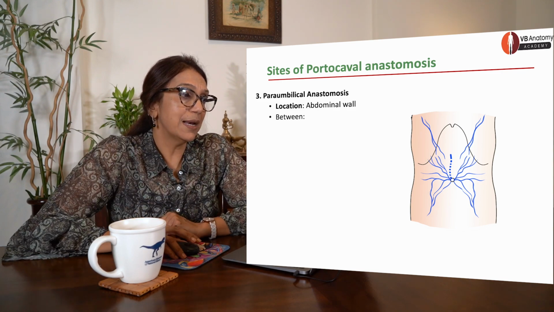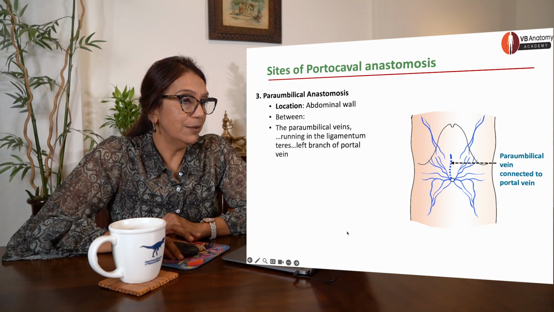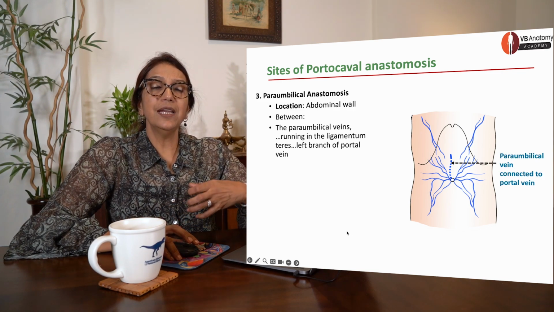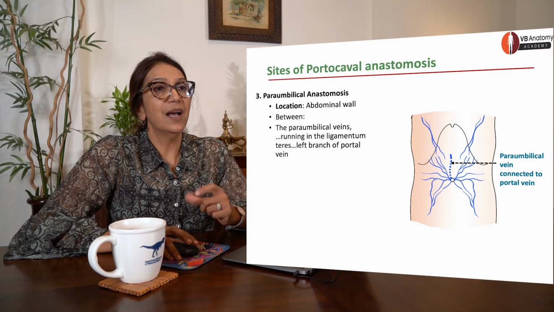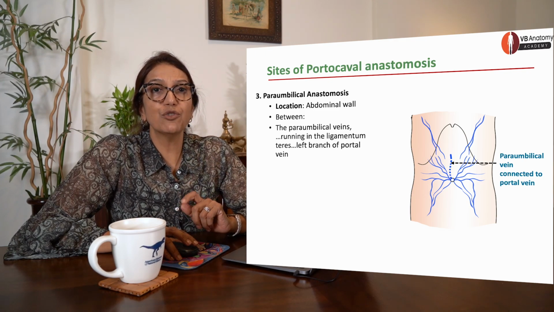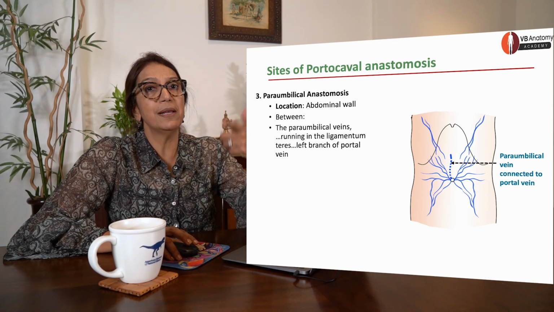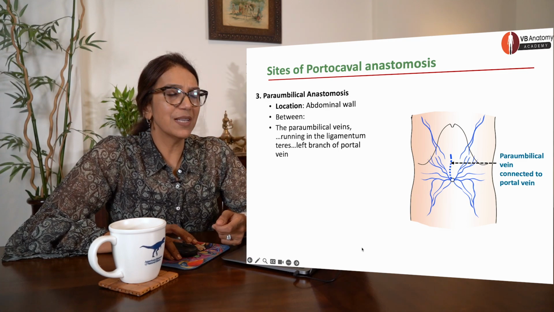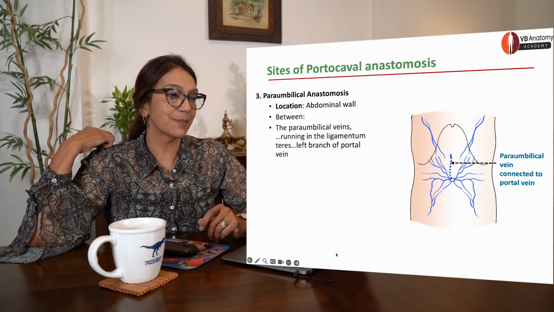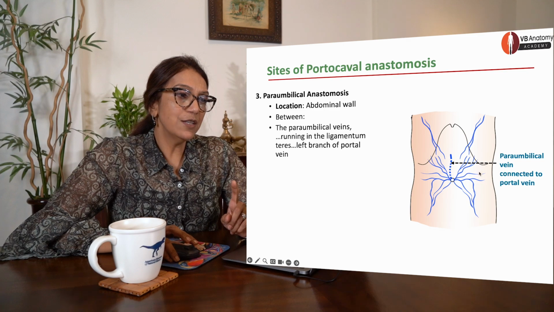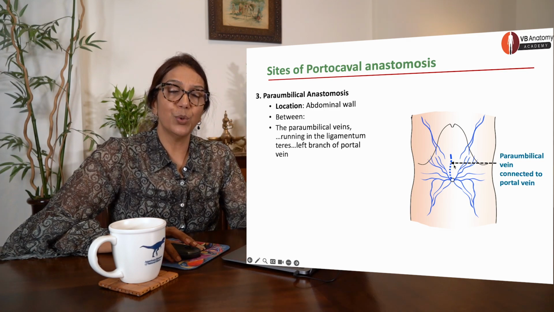If you recall, there are paraumbilical veins here, okay, which are draining into the left branch of the portal vein. I think all of you should access my lecture on portal vein so that you will be able to understand all this easily. It's a very short lecture, you should see it. So the paraumbilical vein is draining blood into the left branch of the portal vein.